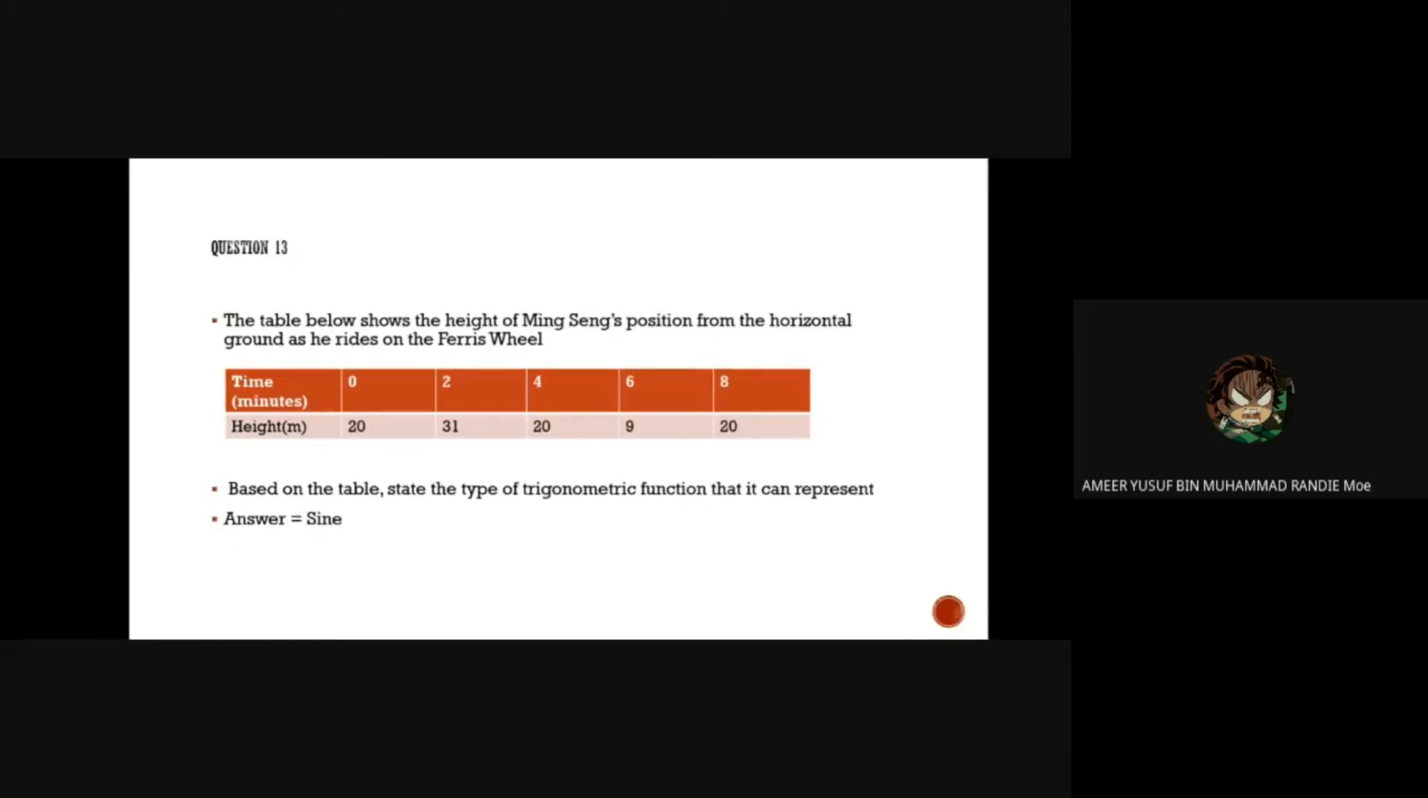Good morning to Madam Chan and my fellow batchmates. Today, I will be presenting question 13 of the extensive practice. So the situation is the table below shows the height of Ming Seng's position from the horizontal ground as he rides on the Ferris wheel. As you can see on the table, at 0 minutes, he's 20 meters above the ground. At 2 minutes, he's 31. At 4 minutes, he's back to 20. At 6 minutes, he's at 9. And at 8 minutes, he's at 20 again. So based on the table, state the type of trigonometric function that it can represent. The answer for this is the sine graph.